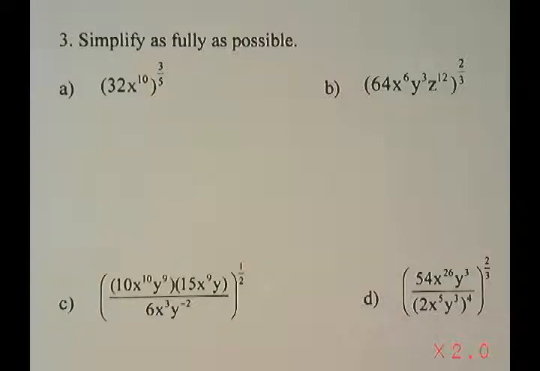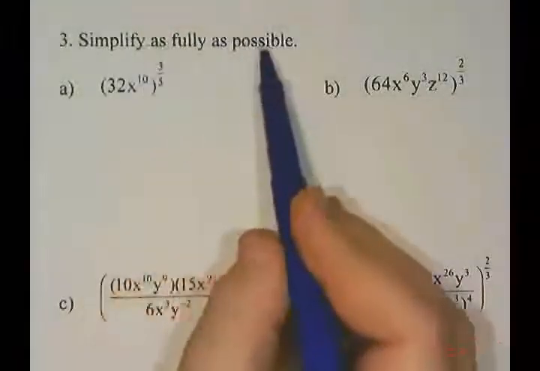This is part 4 of our lesson on rational exponents. In this part, we're going to do some examples that involve a combination of different exponent laws together. So it says simplify as fully as possible.